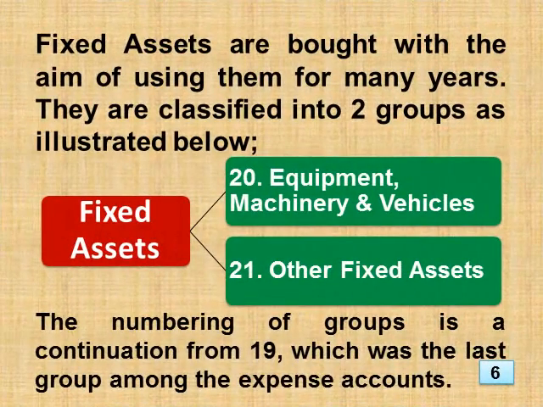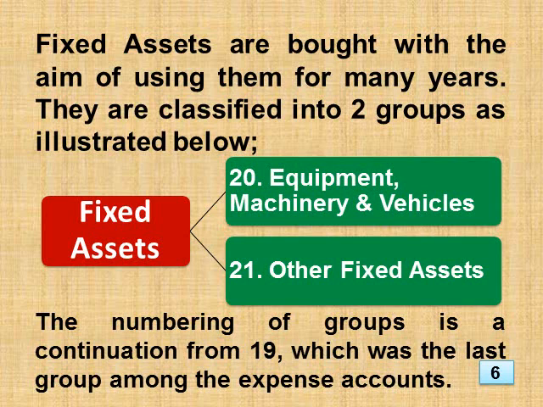Fixed assets are bought with the aim of using them for many years. They are classified into two groups as illustrated below. The numbering of groups is a continuation from 19, which was the last group among the expense accounts.